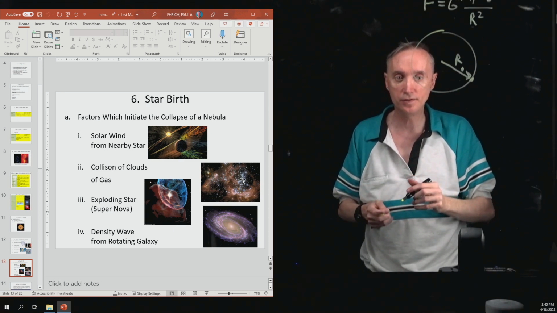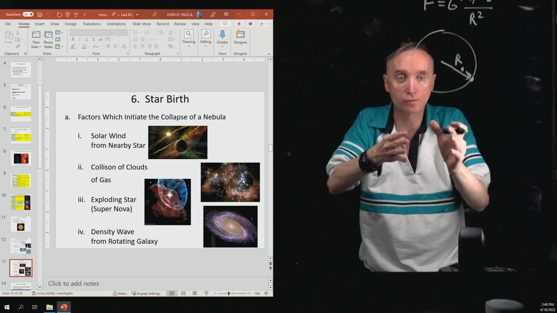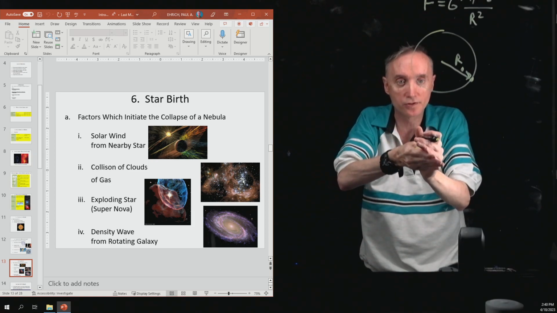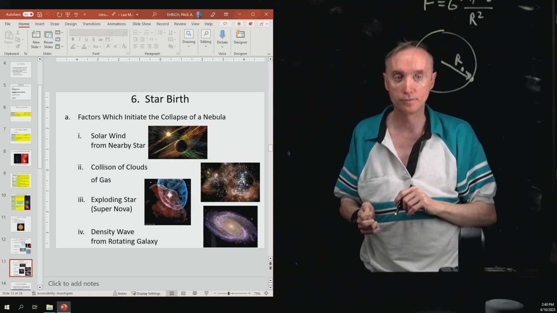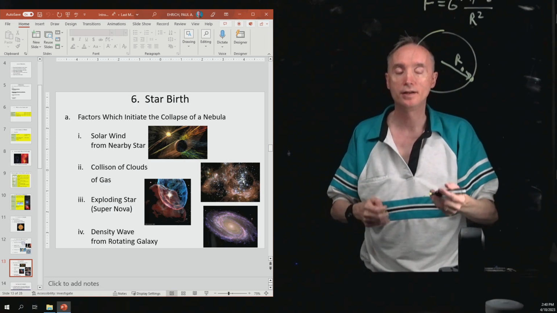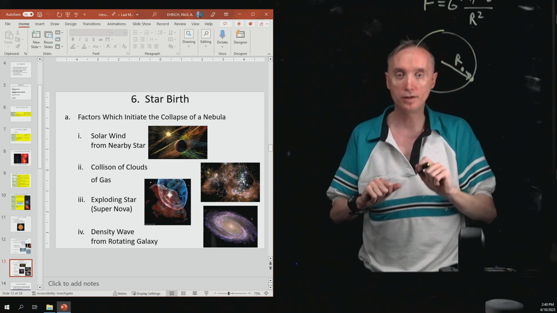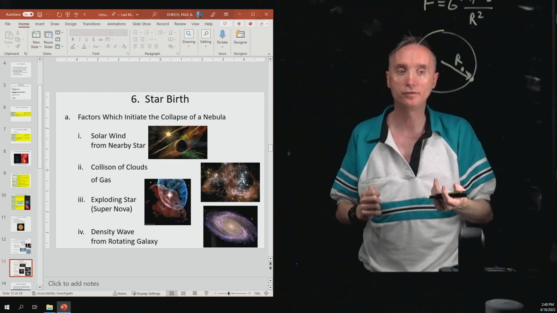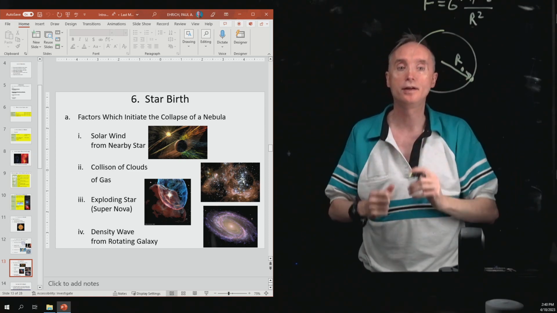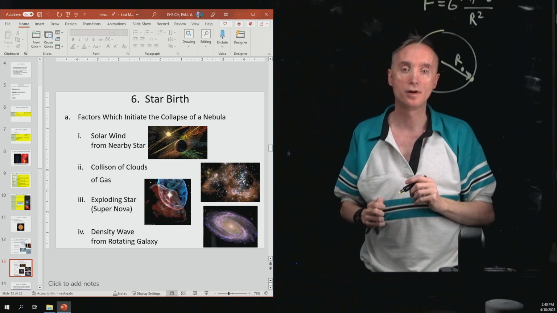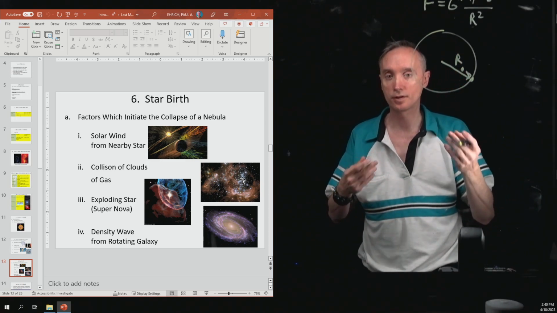And if it increases, that's going to pull it in even closer. And as the radius gets smaller and smaller and smaller, the force of gravity is going to get larger and larger and larger. So all we need to do is take this cloud and give it a shove. If we can compress the cloud enough, then gravity can take over and start to pull it in and eventually turn it into a star. So what would be some mechanisms that could shove the nebula?